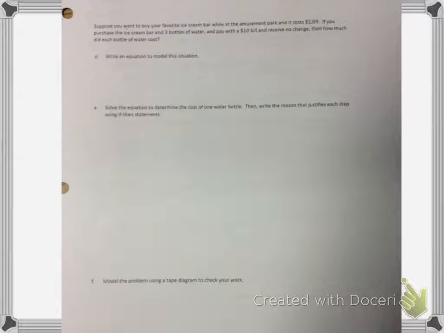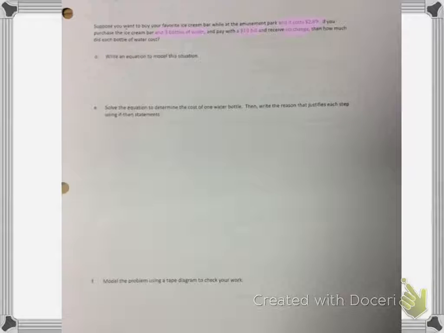Okay, so here is the next part of this exercise. Suppose you want to buy your favorite ice cream bar while at the museum park, and it costs $2.89. If you purchase the ice cream bar and 3 bottles of water and pay with a $10 bill and receive no change, then how much did each bottle of water cost?